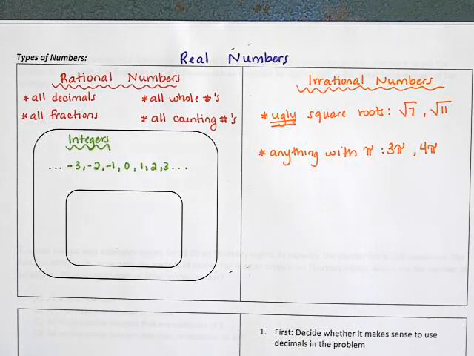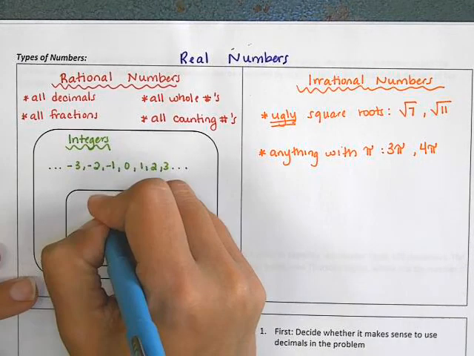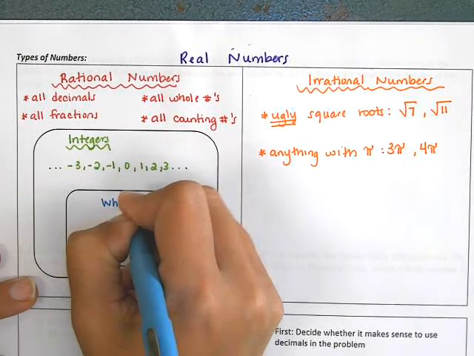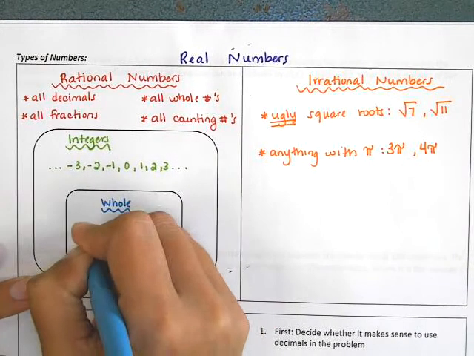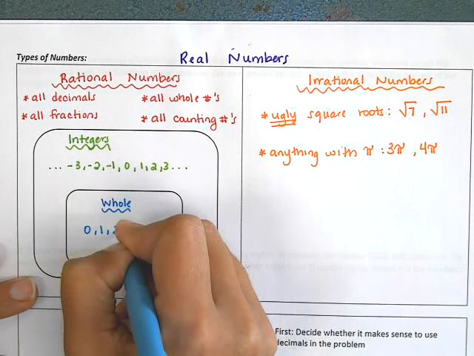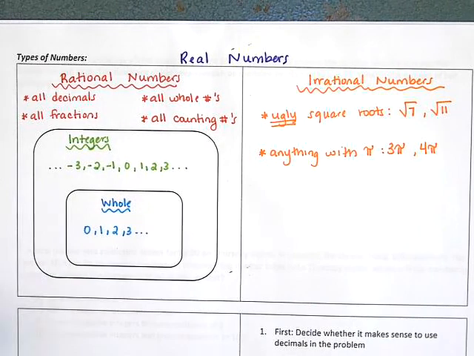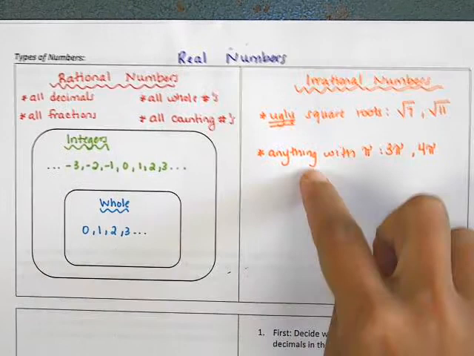Within the integers category, we have an even nicer group of numbers that we call the whole numbers. Whole numbers start with 0, and then we only use the positives. So this time we're not even having to deal with negative numbers. It's just all positives.